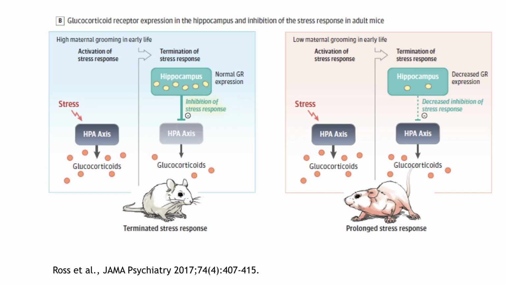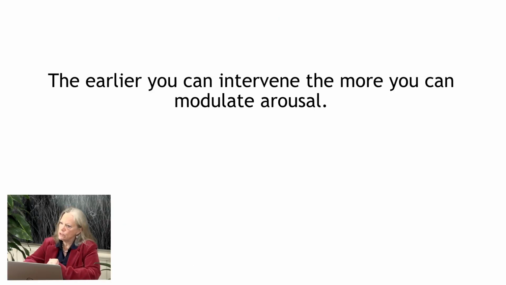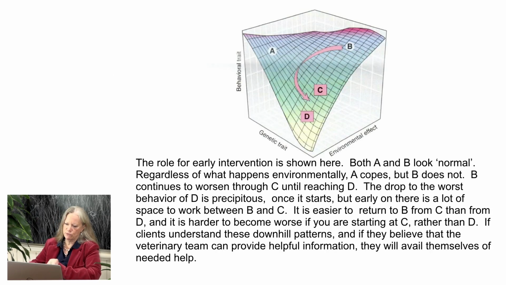And when that happens, you can have varying degrees of these reactions to noise. Everybody doesn't have to be the same. The earlier you can intervene in arousal and modulate it, the better off we're all going to be, because if you look at this, this is an example of a response surface that shows on the y-axis the behavioral trait, on the x-axis the genetic trait, and the environmental effect on the z-axis.